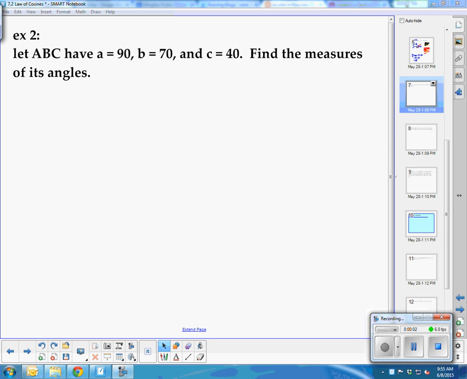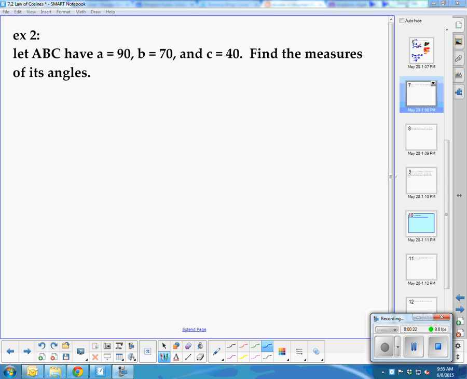Okay, here I am back with just another example of using the law of cosines. It's going to look much like the second part of the last example we did in the previous video, with a couple other helpful hints via audio here. So we have triangle ABC with all three side lengths being given to us.